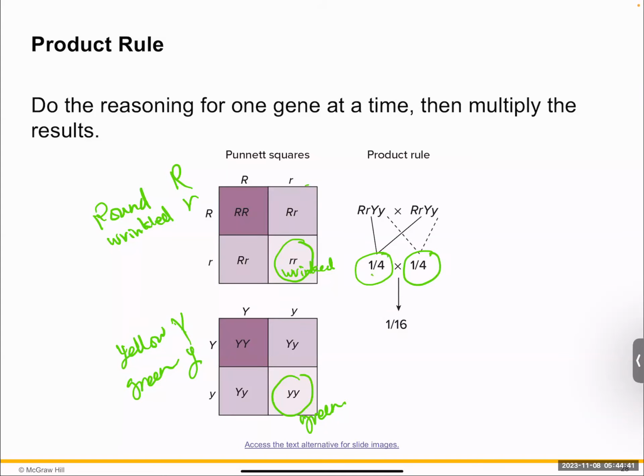So I multiply these together. 1/4 times 1/4 is equal to 1/16. So if I cross these two parents together, I have a 1/16 chance of getting an offspring that is wrinkled and green in color.